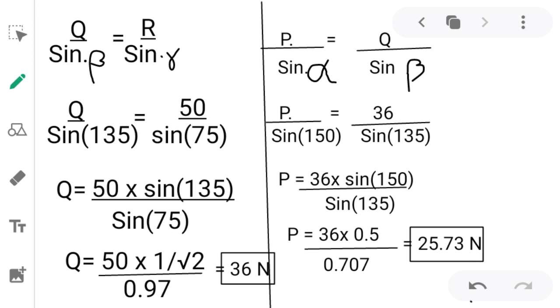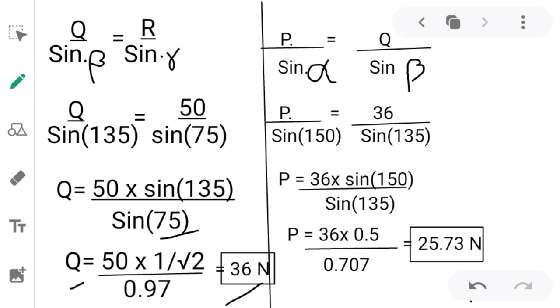Sin 135 becomes sin of 90 plus 45. 90 plus 45 comes in the second quadrant, where sin is positive. So sin changes to cos. Cos 45 is 1 by root 2. Then you get Q is equal to 50 into 1 by root 2 divided by 0.97. 0.97 is the value of sin 75. So hence we get Q as 36 Newton.